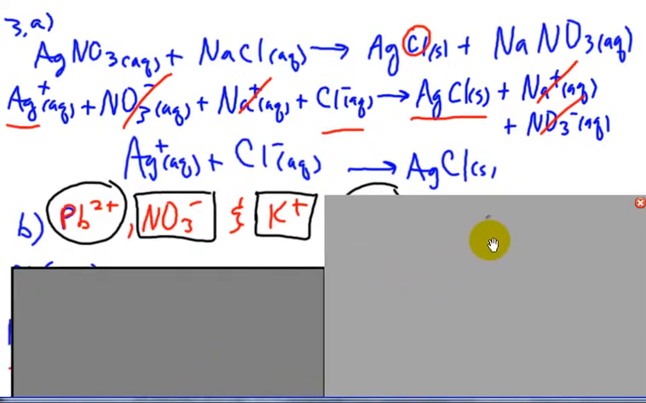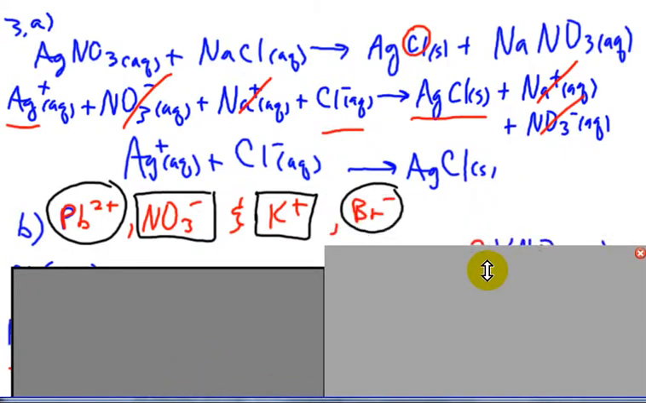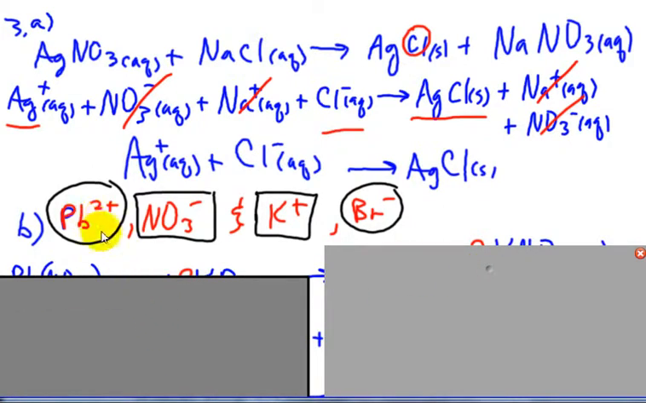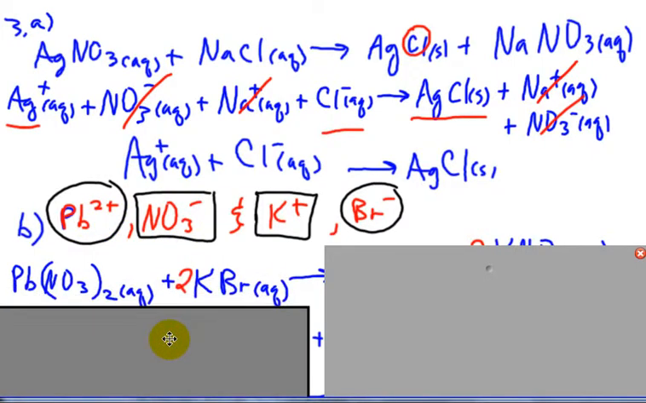Lead nitrate and potassium bromide are the ones that you put together. Once again, pink sheet: lead 2 is Pb2+, nitrate is NO3-. They come together in a 1 to 2 ratio, because we have 2 positives and then -1 and another -1, so we have to have 2 nitrates there. Potassium bromide is K+ and Br-, so they're 1 to 1. Then they switch partners: lead bromide and potassium nitrate again.